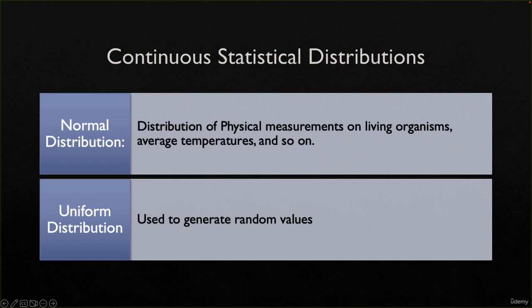When it comes to the normal distribution, this is what we observe in real life, in the distribution of physical measurements on living organisms, average temperatures, and so on. And coming to uniform distribution, this is used to generate random values.